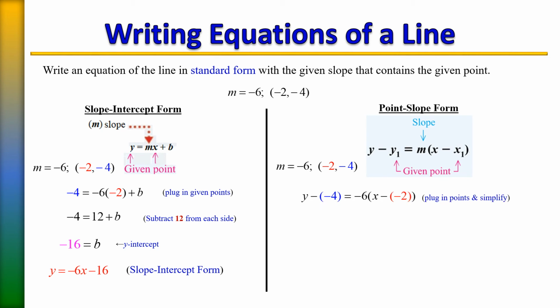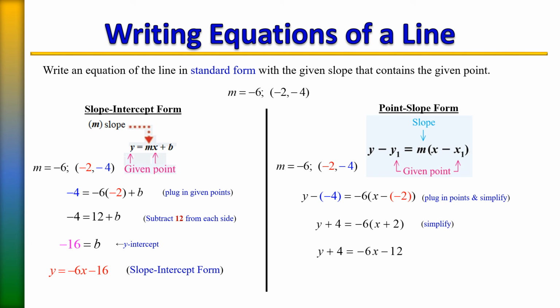Remember, double negatives become positives. -4, but with a negative in front of it, becomes +4. -2, but with a negative in front of it, becomes +2. We're going to go ahead and do the distributive property on the right side. -6 times x is -6x. -6 times +2 is -12.